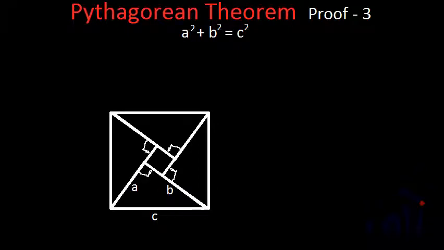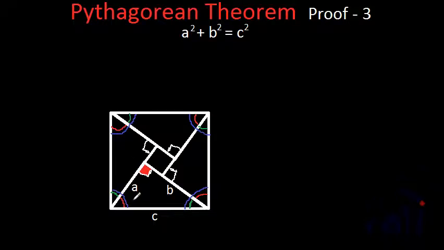Yes, we already know that the sum of all the interior angles of a triangle is 180 degrees. Since we already know that this angle is 90 degrees, that means the sum of these two angles, this angle and this angle, will also be 90 degrees, right? This angle is once again repeated over here, and this angle is repeated over here. Similarly, this is over here, and we have that green angle over here also, and the red angle is here and here. That means all these angles are actually 90 degrees, right? This is 90, this is 90, this is 90, and this is also 90.